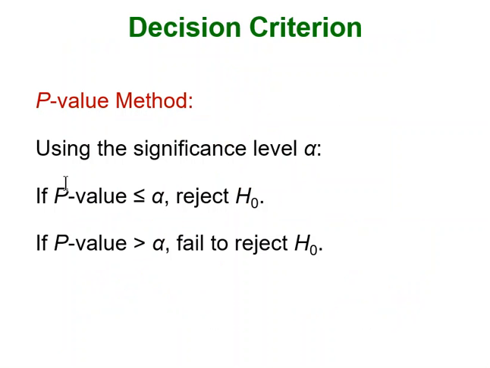Okay, so the rule is very, very straightforward. Whatever the significance level is, 0.01, 0.05, 0.1, if the p-value is less than or equal to alpha, you will reject the null hypothesis. If the p-value is greater than alpha, you will fail to reject the null hypothesis. That will be your statistical statement on statistical significance.